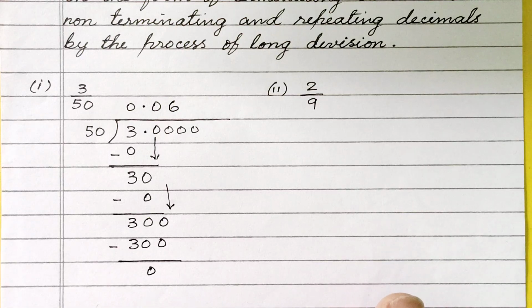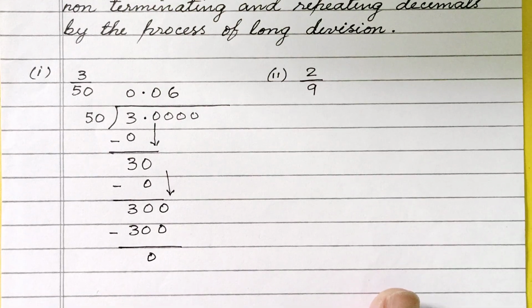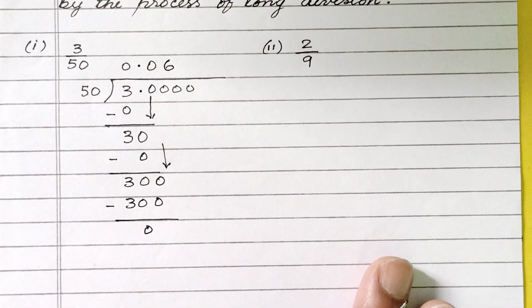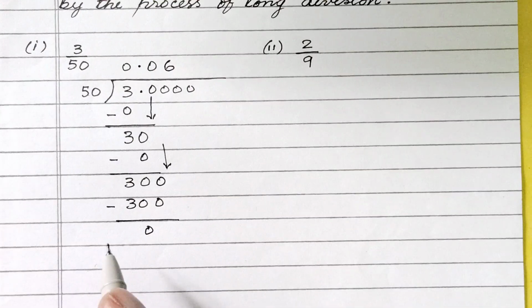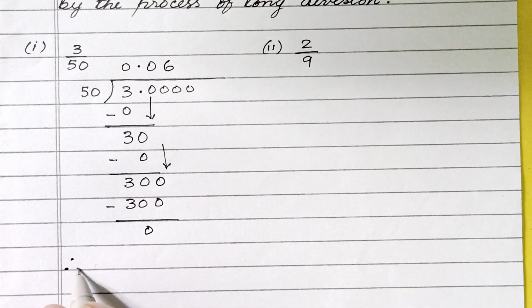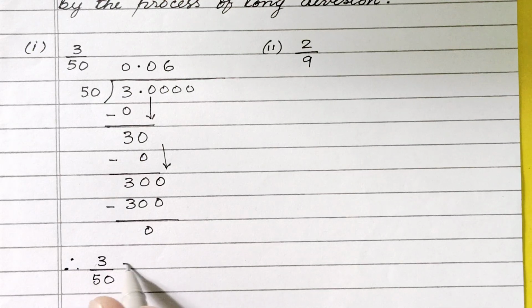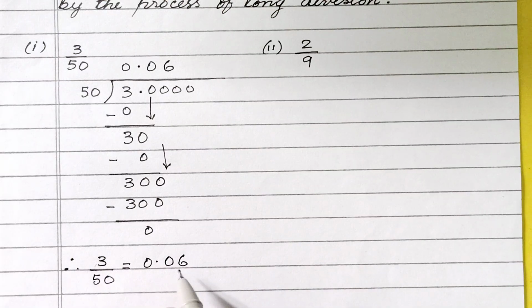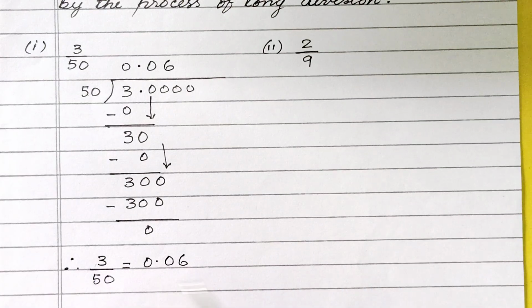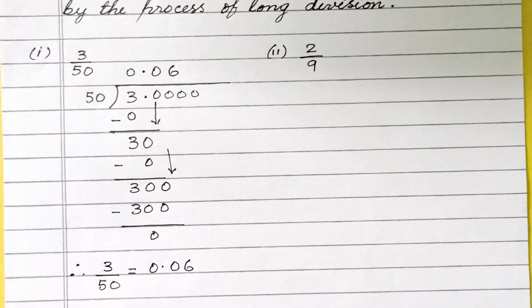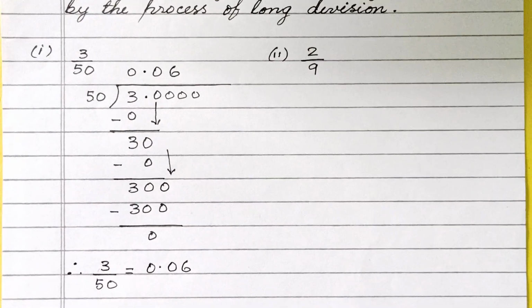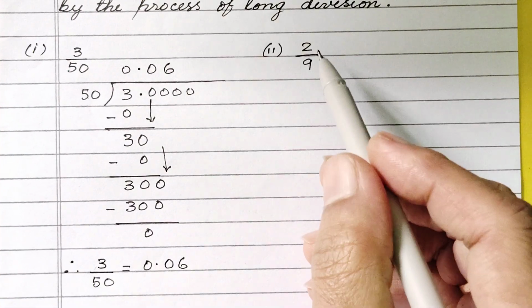So 3 by 50, therefore 3 by 50 is equal to 0.06. It is a terminating decimal. Next we will go for the next one, that is we will divide 2 with 9.